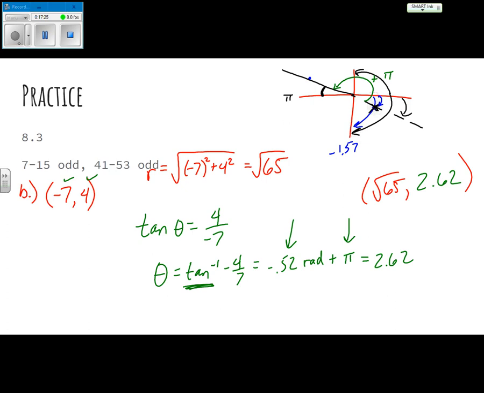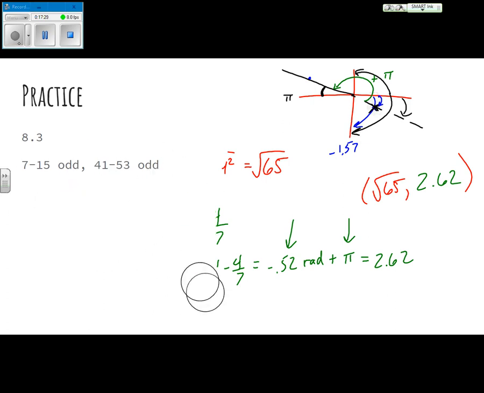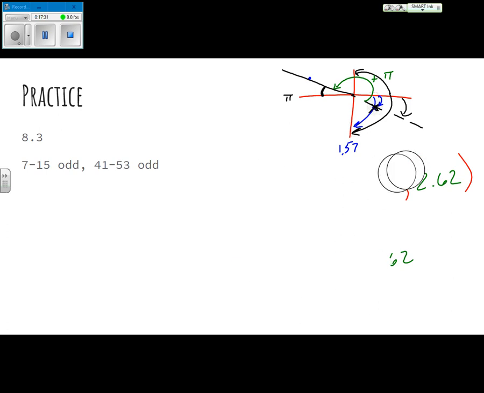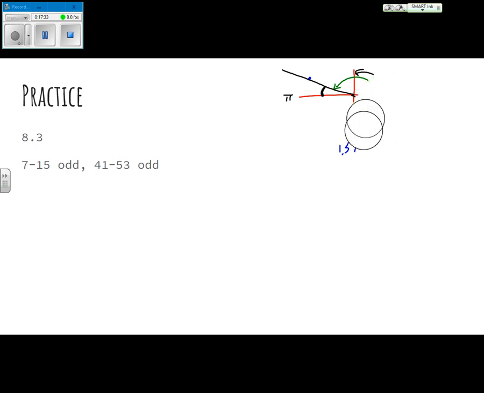All right, so plotting some points, doing some conversions, get good at this because we're going to have to jump up from doing points to doing equations tomorrow or the next day whenever you watch this video.